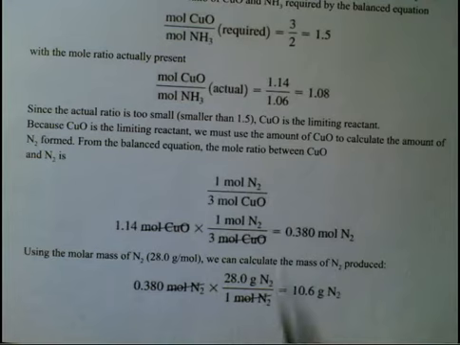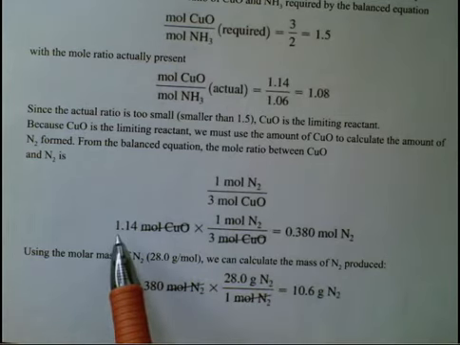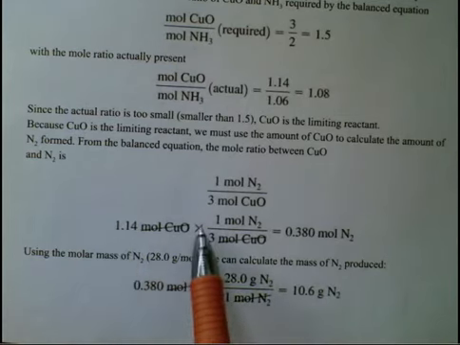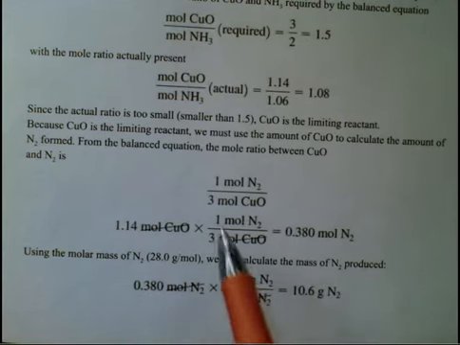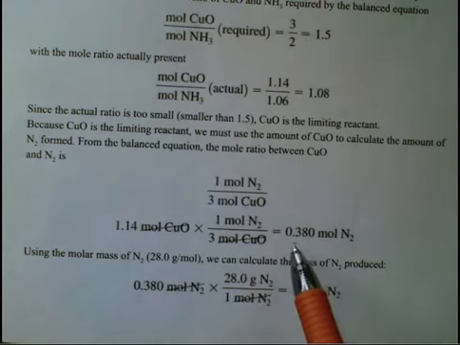From the balanced equation, the mole ratio between copper(II) oxide and nitrogen is 3 to 1. And so we take the amount that we know is going to react, which is the 1.14 moles of copper(II) oxide, because it's going to limit us, so all of that is going to react. All of the limiting reactant always reacts. We use our ratio and we get 0.380 moles of N2. Then simply using the molar mass of N2, which is 28.0 grams per mole, you can calculate the mass of N2 produced, which ends up being 10.6 grams of nitrogen gas.